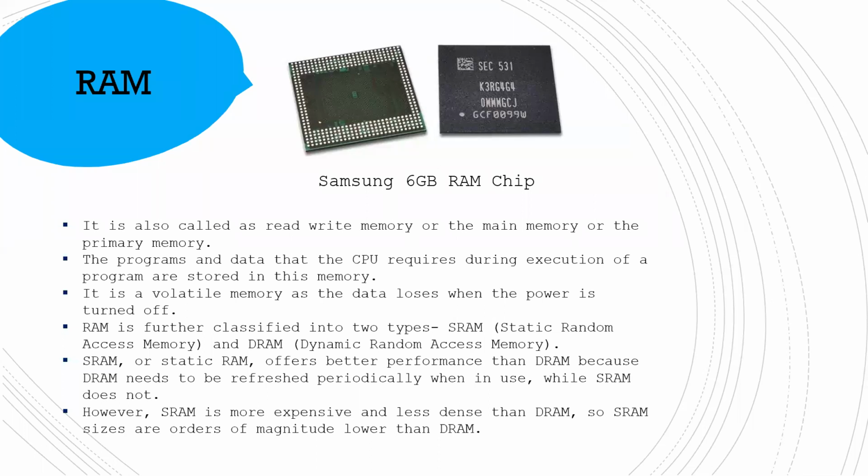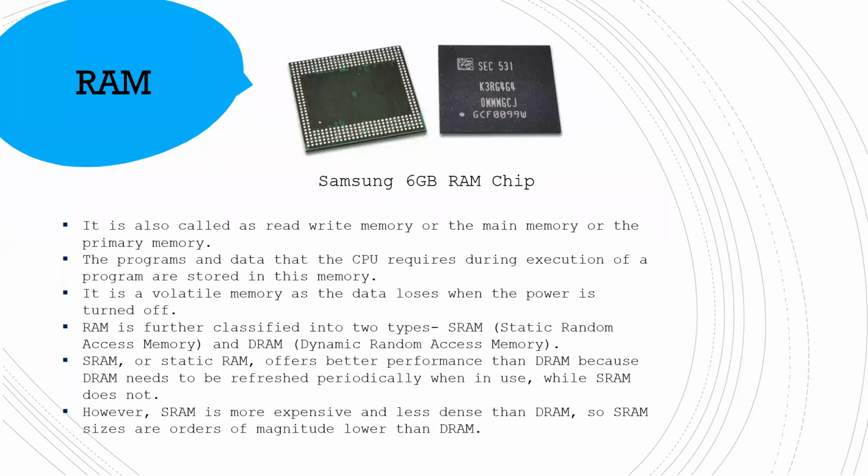The program and the data that the CPU requires during execution of a program are stored in this memory. It is volatile memory as the data is lost when the power is turned off. That means whatever the data is inside the RAM, if you turn off your PC or your device, it will be gone. RAMs are further classified into two types: SRAM, static random access memory, and DRAM, dynamic random access memory.